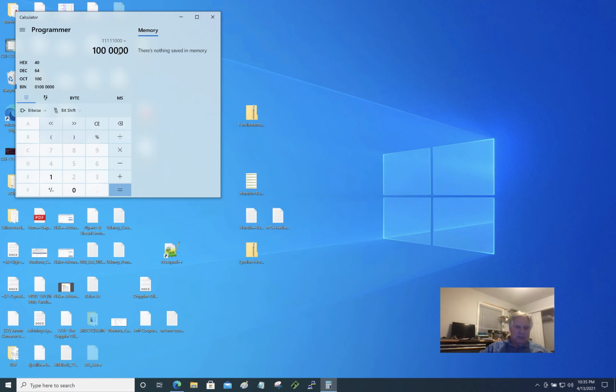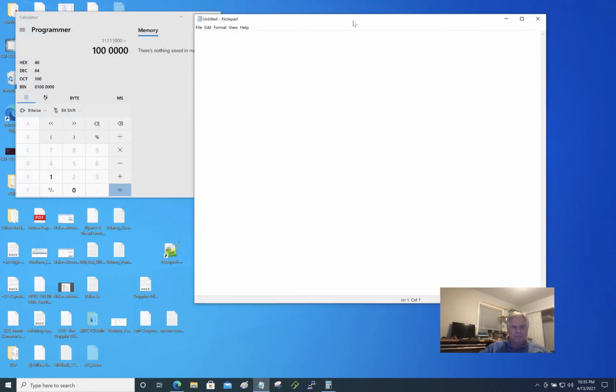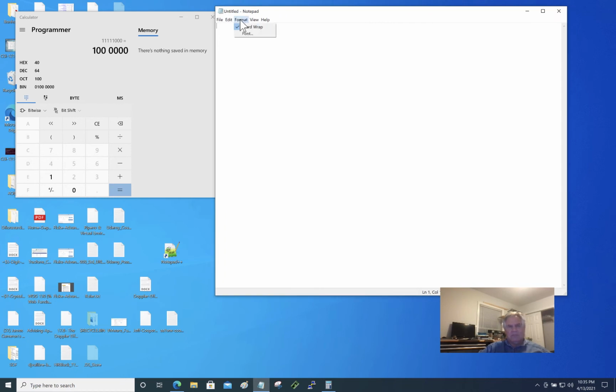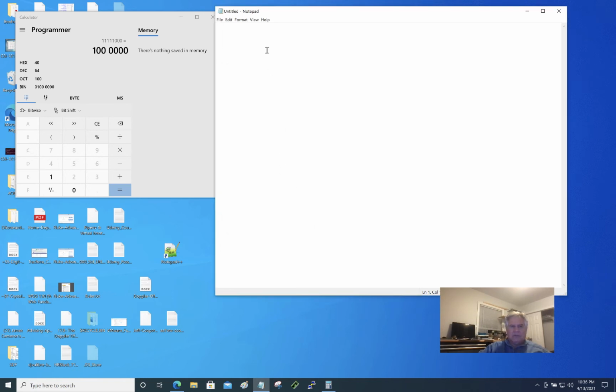Now we want to subtract 41. Well, if I were to do 41, let me bring up a notepad here, and let's make the font ridiculous, like 48, okay? So if I want 41 decimal, let's see, how do I convert that to binary? I could keep dividing by 2.